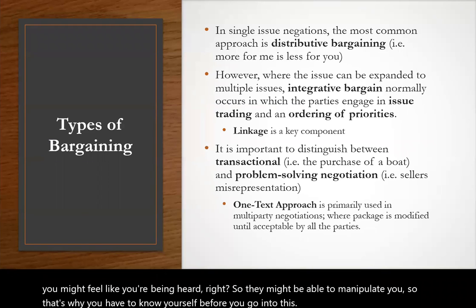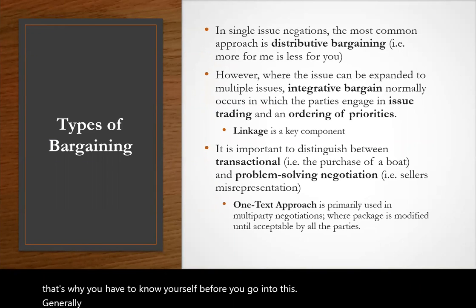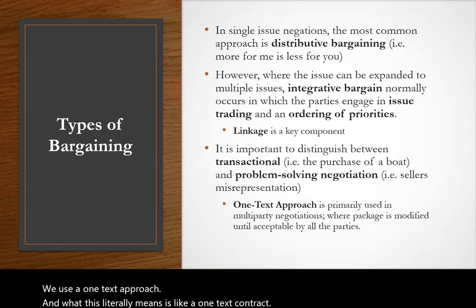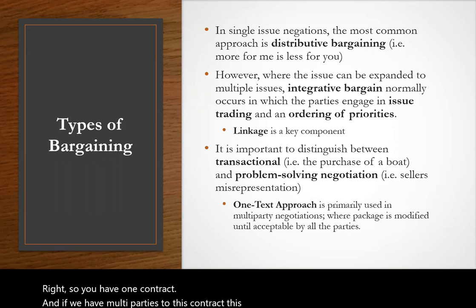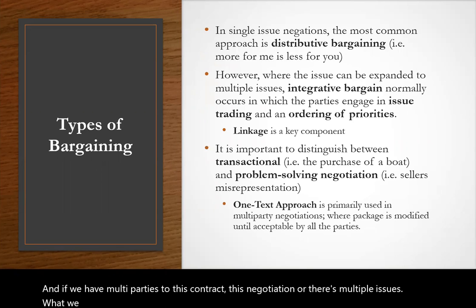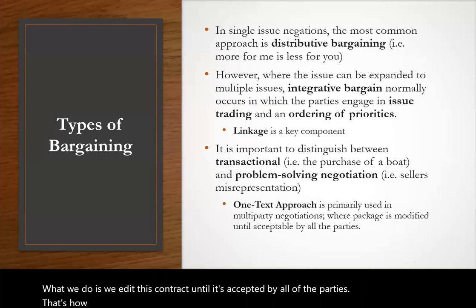Now, generally speaking, we use a one-text approach. And what this literally means is like a one-text contract, right? So you have one contract. And if we have multiple parties to this negotiation, or there are multiple issues, what we do is we edit this contract until it's accepted by all of the parties, right? So that's how business generally runs.